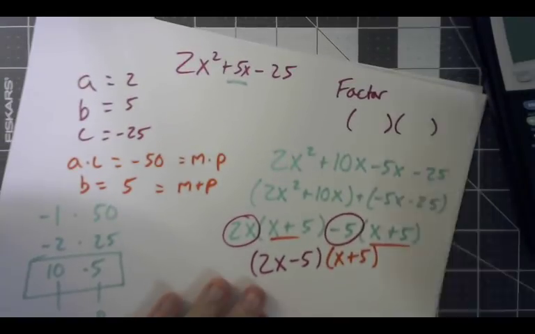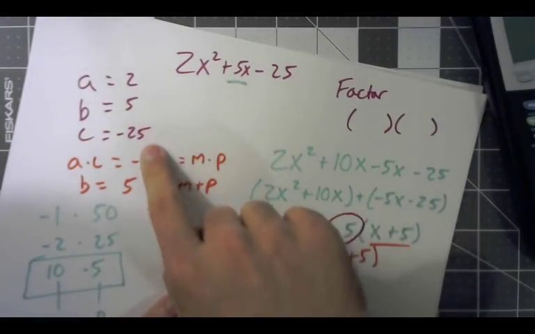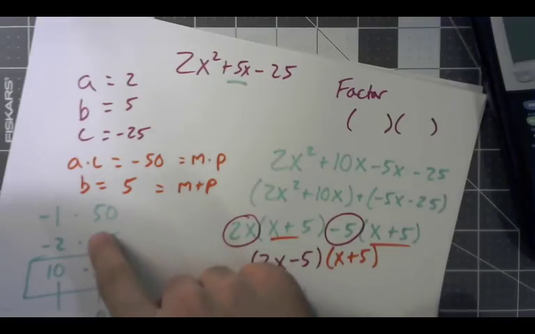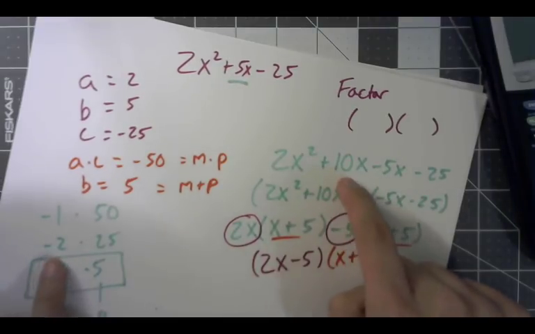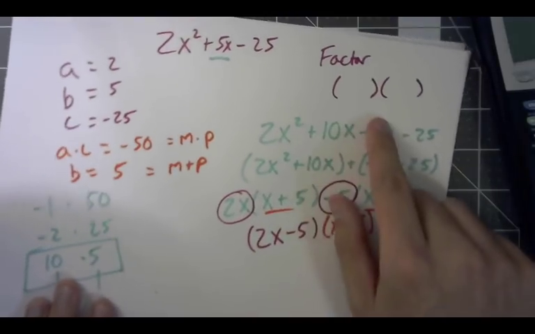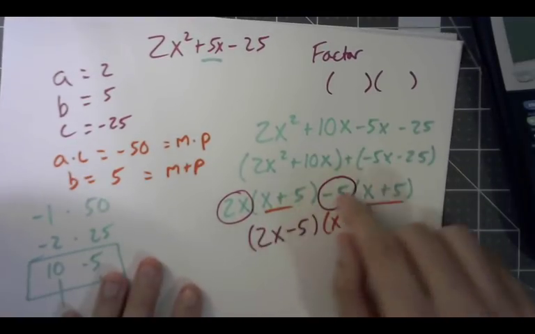So once again, we started here. I went through all this work just to figure out what is the right way to split this up. I could have split it up like this, but I couldn't factor then. But with 10 and negative 5, I can split it up here, factor out, and solve.